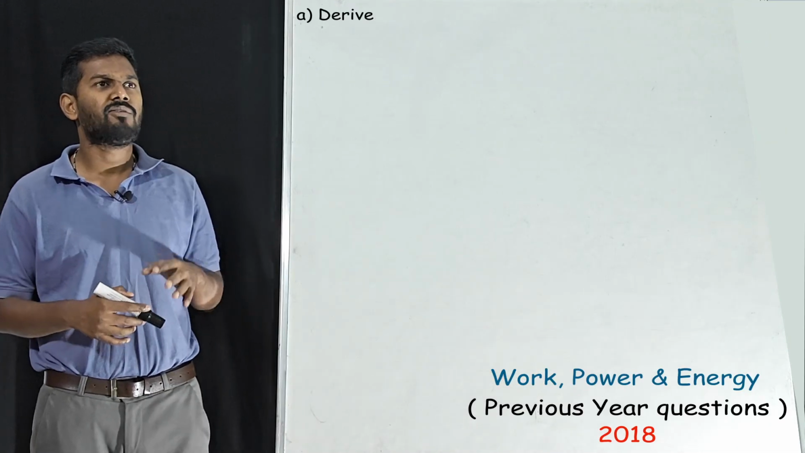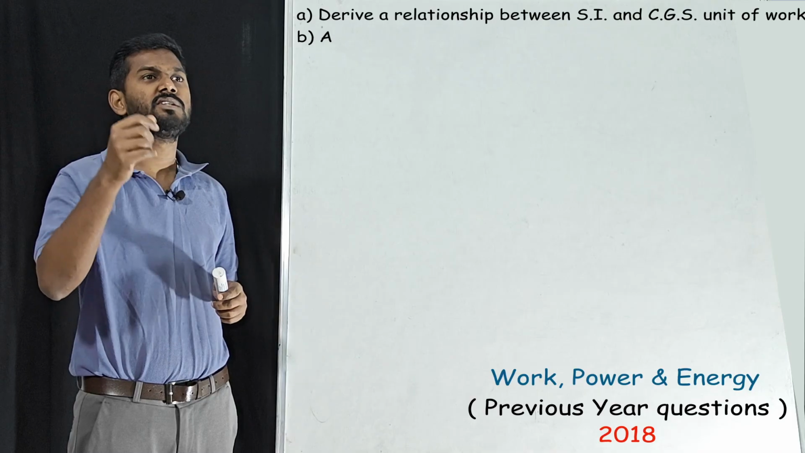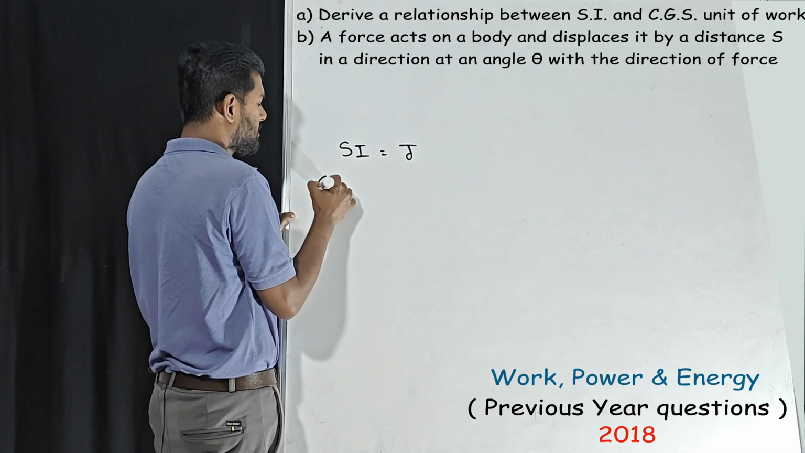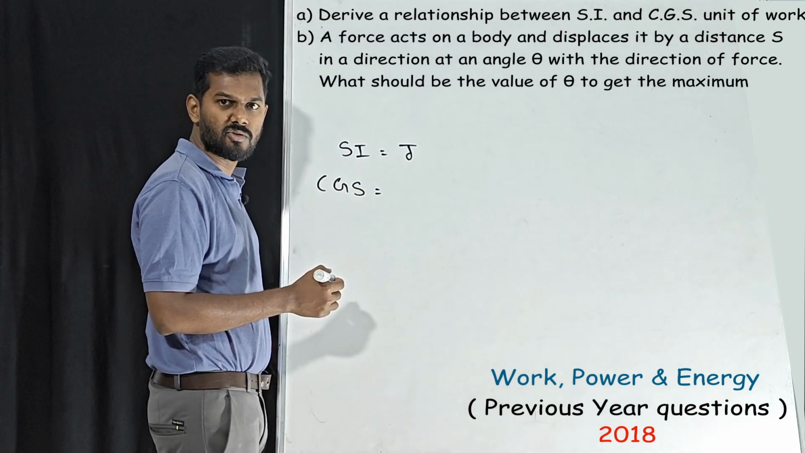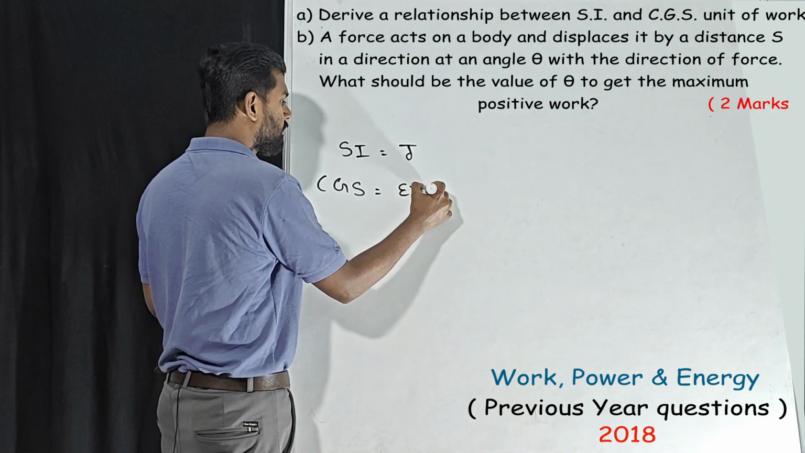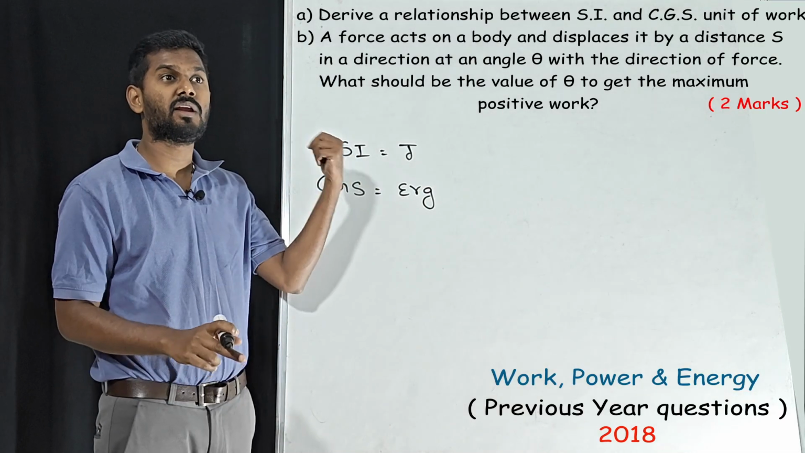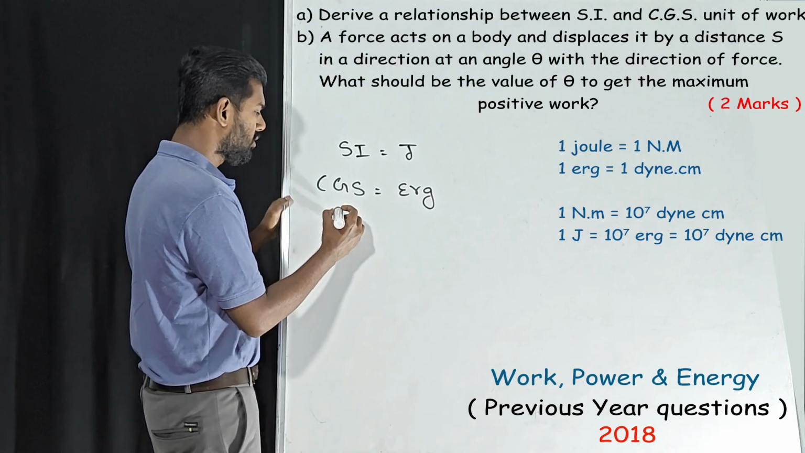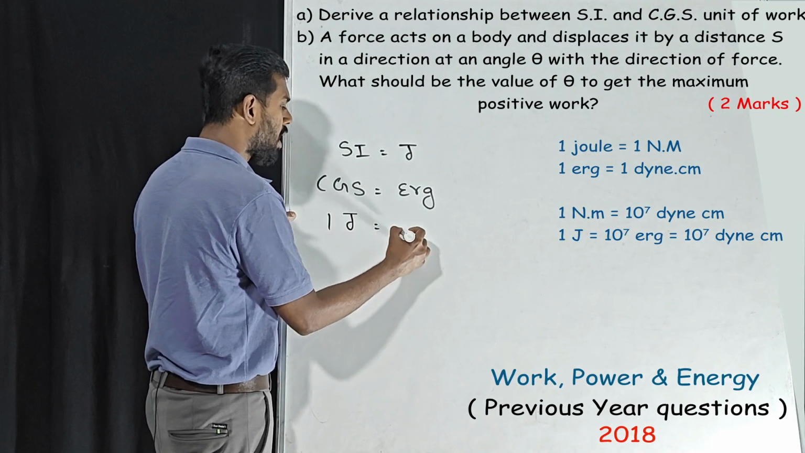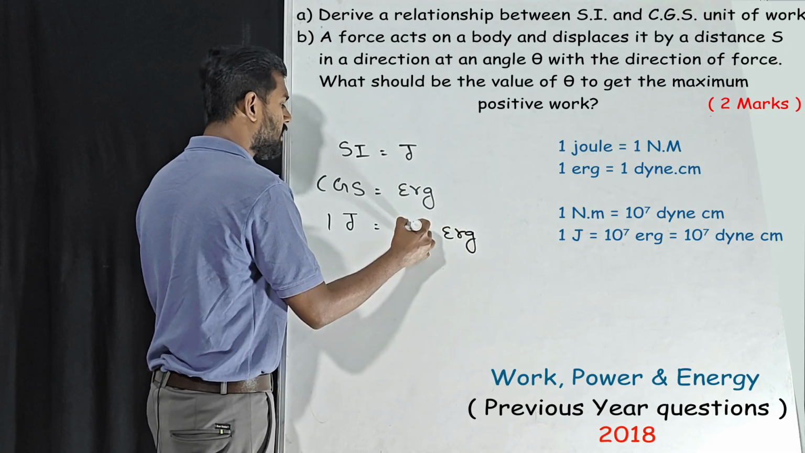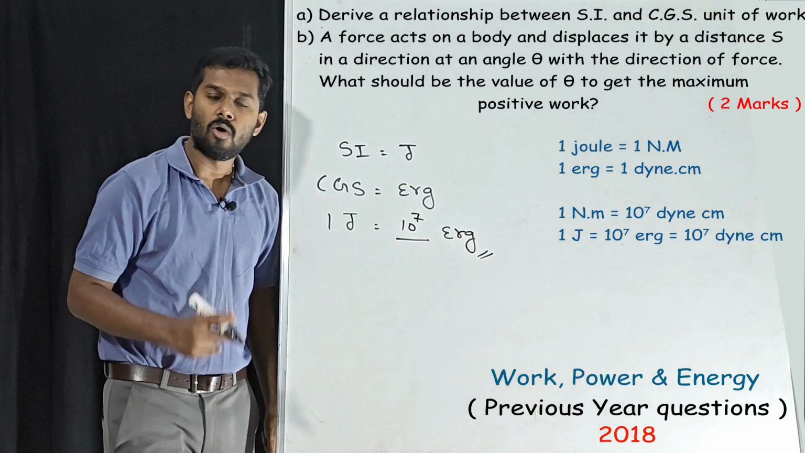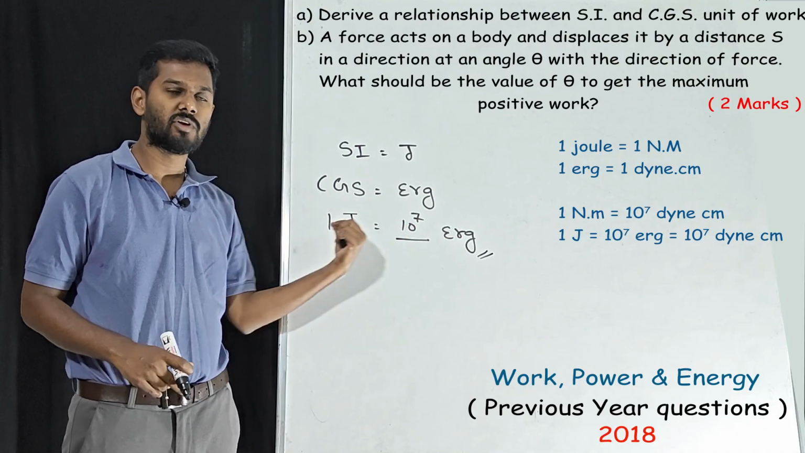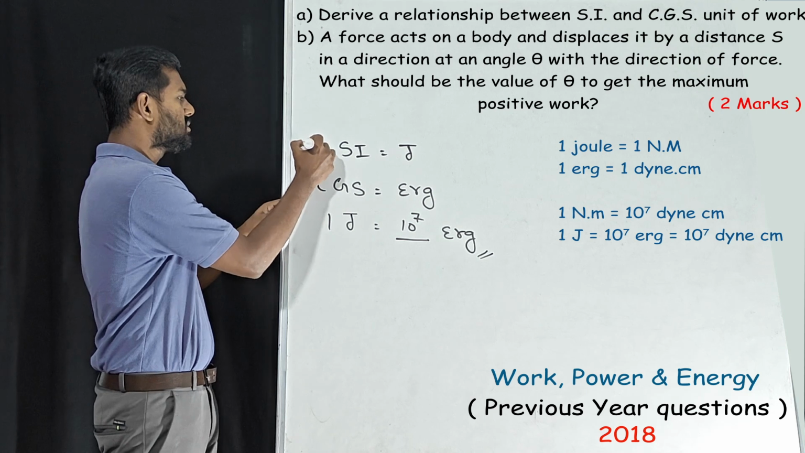Our next question: derive a relationship between SI and CGS unit of work. What is the SI unit of work done? That is joule. What is the CGS unit of work done? That is erg. They are not asking to state the SI and CGS unit of work. We have to write the relation between them. So 1 joule is equal to how many ergs? That is 10 power 7. Keep this in mind: 1 joule is equal to 10 power 7 erg. This is the SI unit, this is the CGS unit, and this is the relationship they are looking for. This is sub question A.